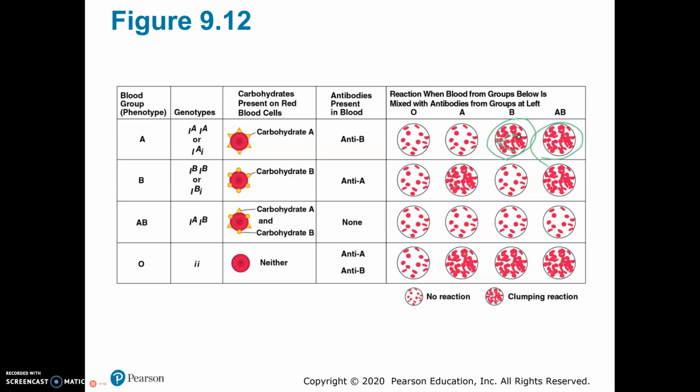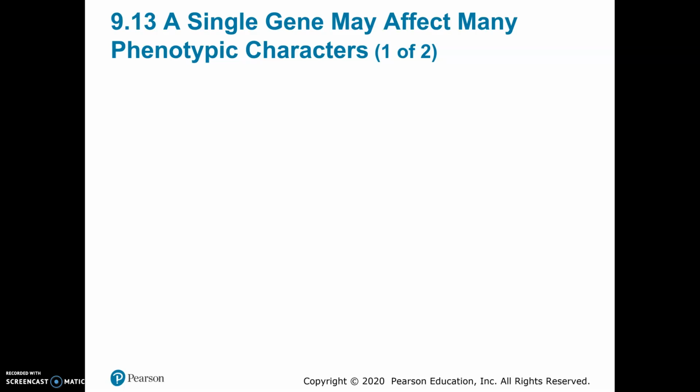So a person who's A can only receive from A or O. A person who is B can receive only from O again or B. A person who's AB, look at that, they're lucky. They can receive from anybody. And then a person who's O, unfortunately, can only receive from O. So that just gives you kind of an idea. You're not going to be tested on who can donate to who. We're really talking right now about the genetics of it, but a lot of people are curious about that kind of thing. All right, and that's where we're going to stop for today.